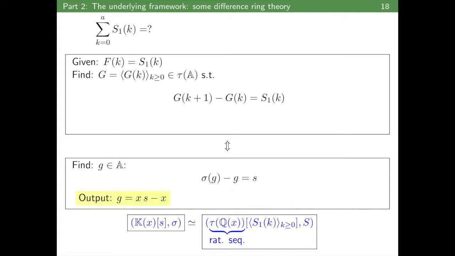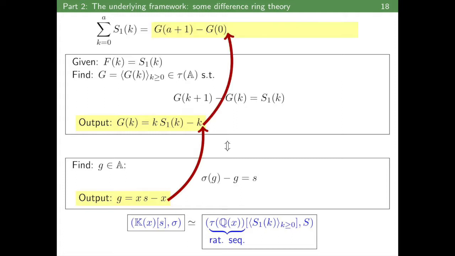Here, my algorithm actually runs in the variable world, and I find the polynomial x s minus x. And due to this isomorphism, I can immediately retranslate it to k times the k-th harmonic numbers minus k. And this isomorphism allows me to go backwards. And finally, I know it's g of a plus 1 minus g of 0. And doing the concrete evaluation, I'm here. So this is basically the algebraic framework, how it works.